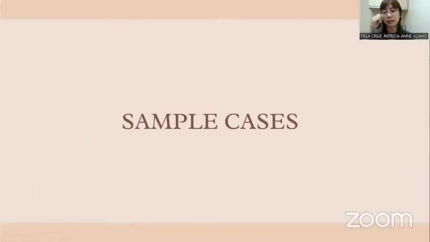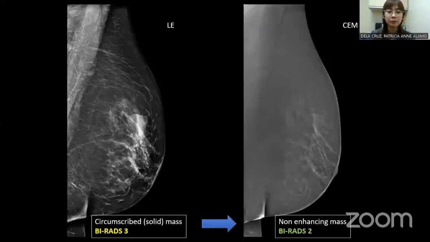So here are the sample cases in contrast enhanced mammography. First, we have a low energy image here. As you can see, there's a circumscribed solid mass. So it is considered BI-RADS 3, whilst here in CEM or the combined image, there is no uptake of contrast, or there is no enhancing mass. So in CEM, it is now considered as BI-RADS 2.